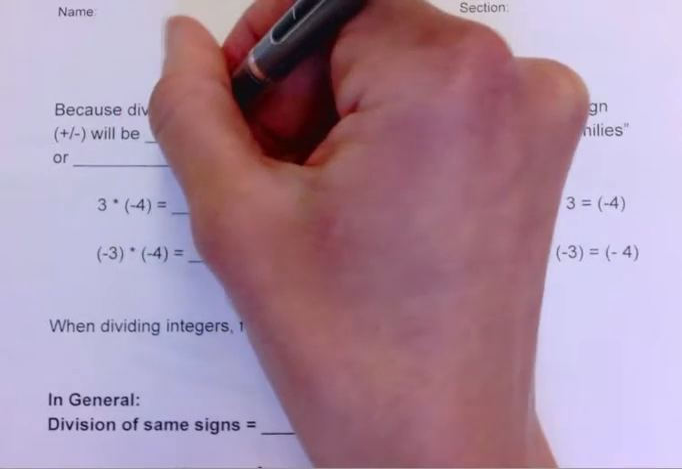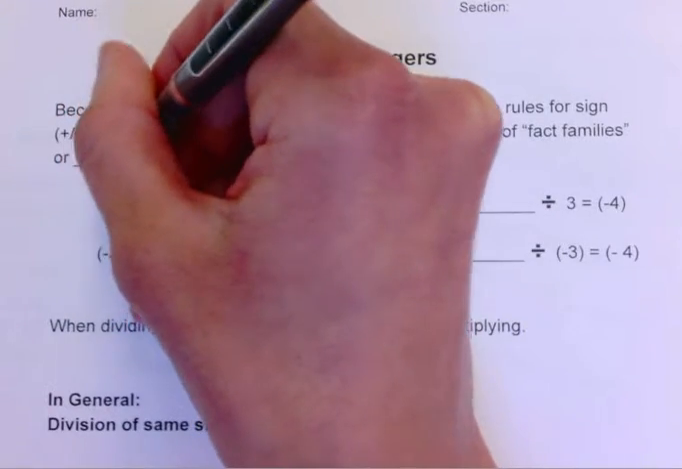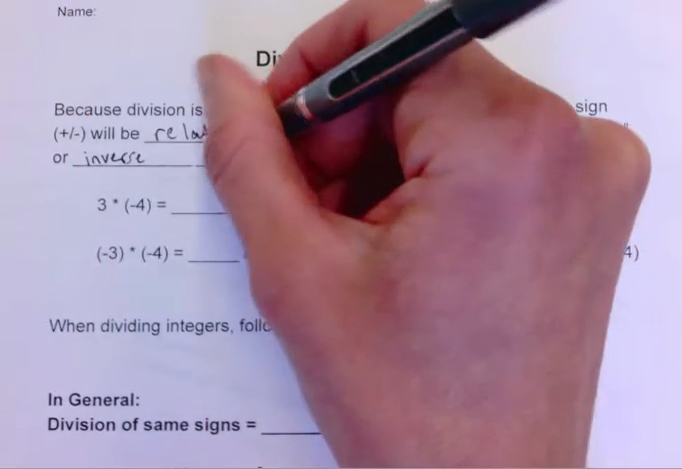So it's helpful to think of fact families or inverse operations when you're thinking about what the answer to a division problem would be.